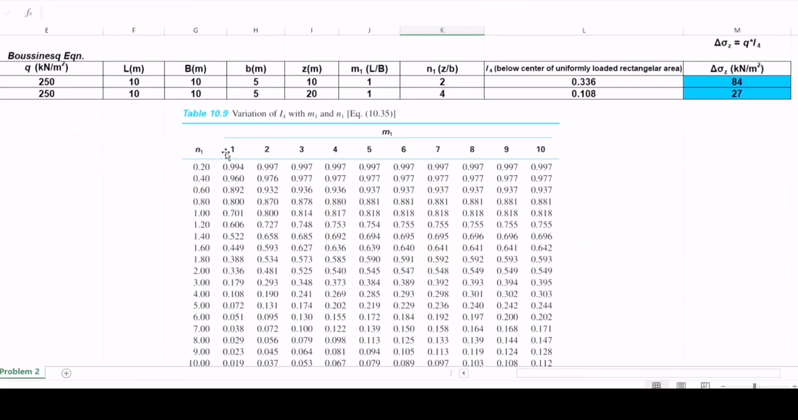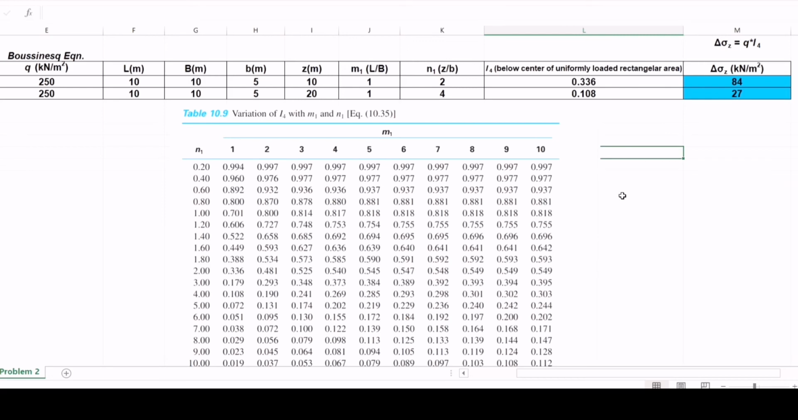Now the second one is the Boussinesq equation. We have our given 250 kilonewton per square meter, our distributed load, and then our L and B. Take note that our B here should be the shorter dimension and L is the longer dimension. Since this is a square, both of them have the same dimension, so it doesn't really matter. Also, we have to take note that the problem seeks the load approximation below the center of the tank, which means that we need to find I4. So we need the table for I4.